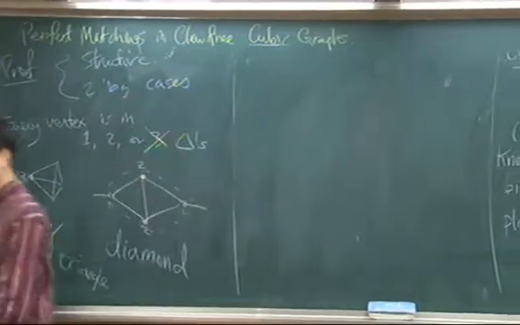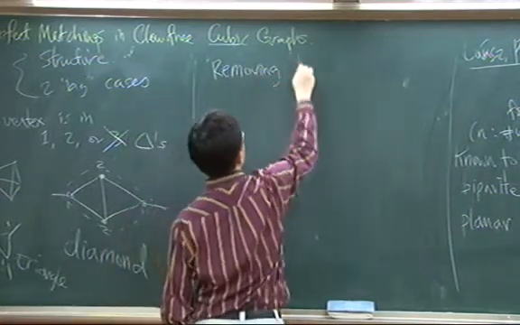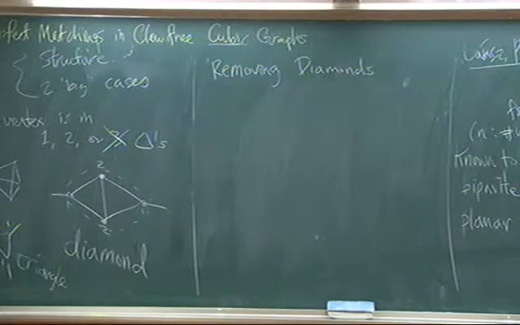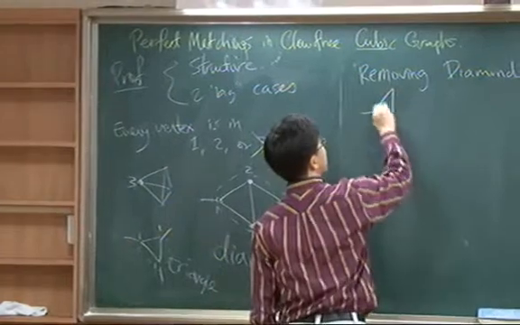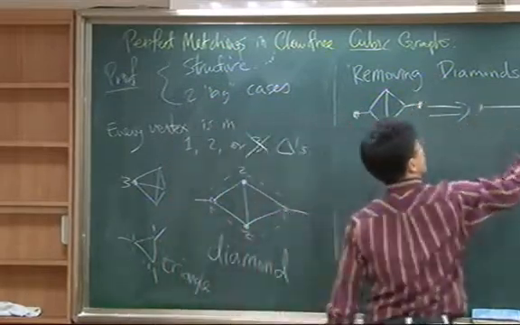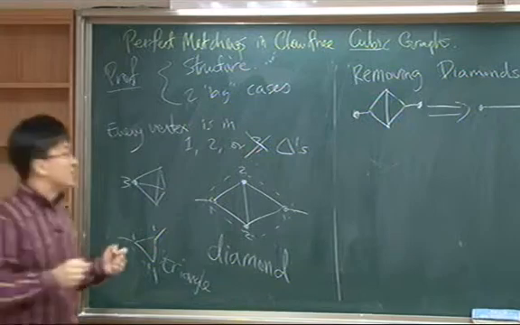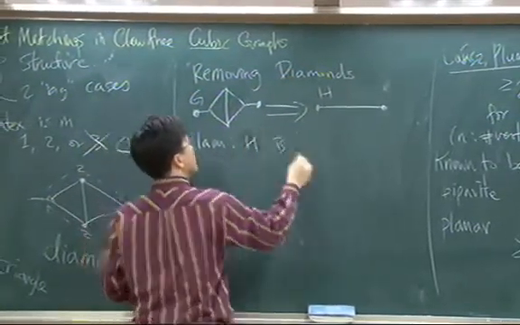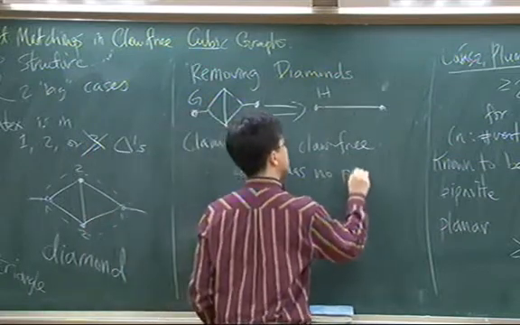So I will show you how I can reduce diamonds. So the name is not very exciting. You don't want to remove a diamond in general. So what I want to do is replace this diamond by a single edge. So if I have something like this, replace this by an edge. And I claim that if this was G, and this is H, then H is claw-free. And H has no parallel edges.